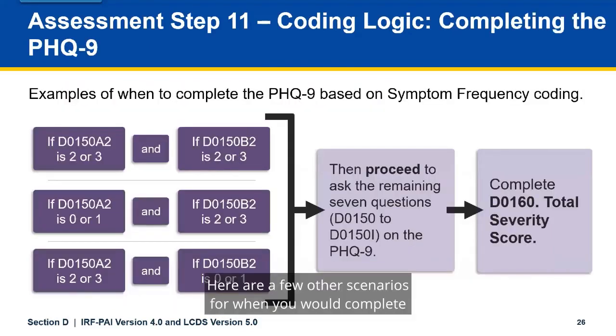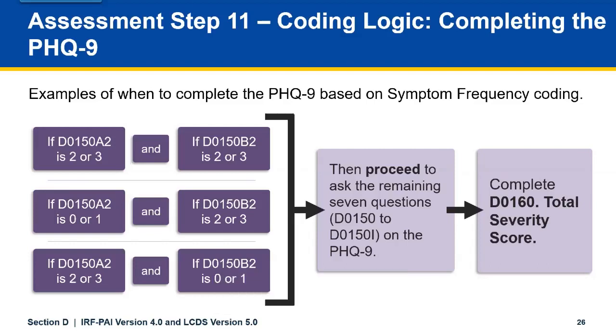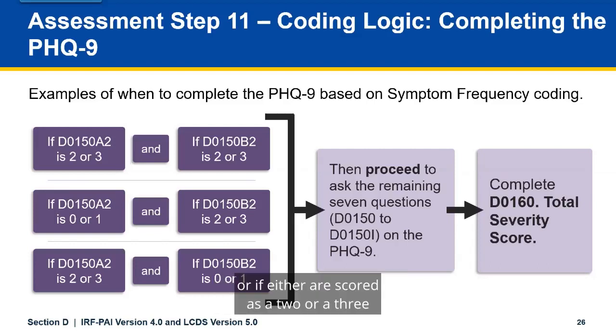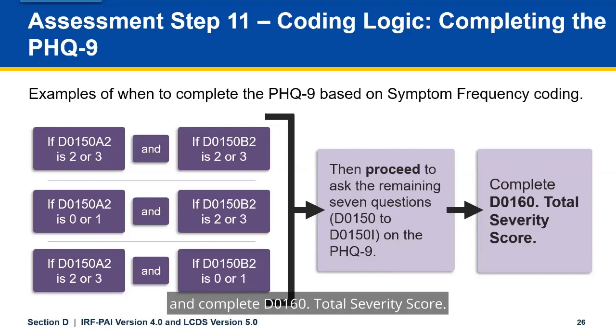Here are a few other scenarios for when you would complete the remaining 7 questions and complete D0160. So if D0150A2 and D0150B2 is a 2 or a 3, or if either are scored as a 2 or a 3 and the other is scored with a 1 or a 0, then you would ask the remaining questions and complete D0160 total severity score.